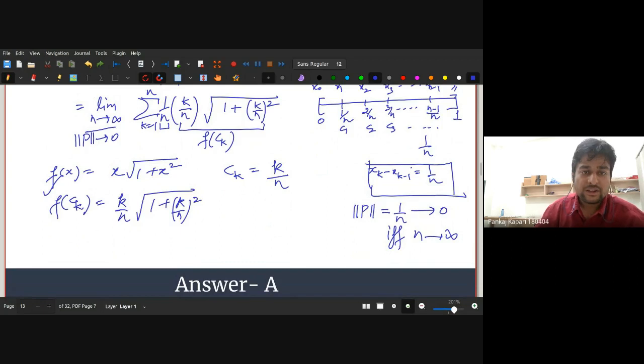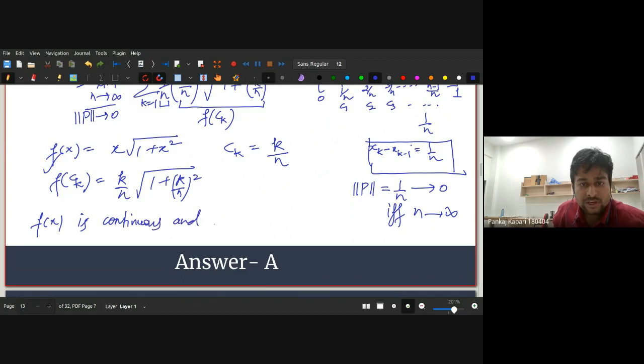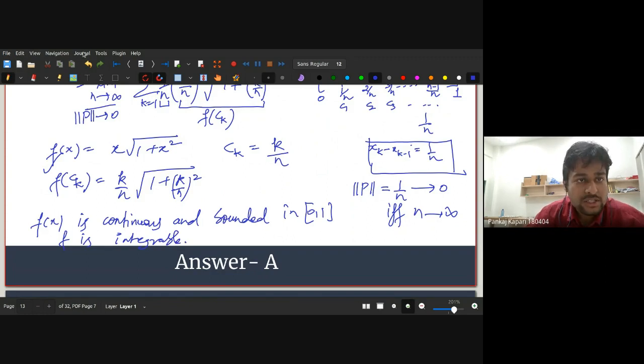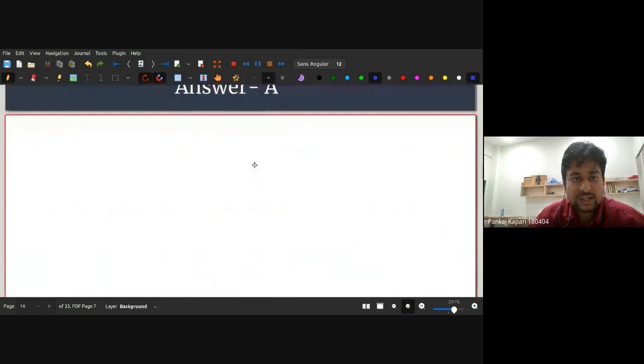Now, what do we know about this function? We know that this function is again continuous and bounded, right? f of x is continuous and bounded in the interval 0 comma 1, and therefore f is integrable. And because the function is integrable, the limit of this series must be the integral, right? We were finding this limit.